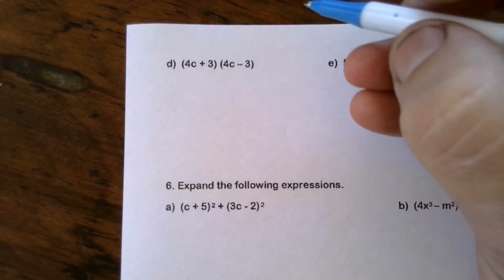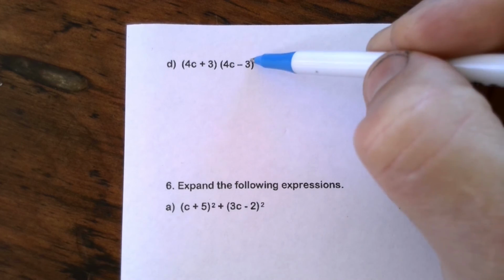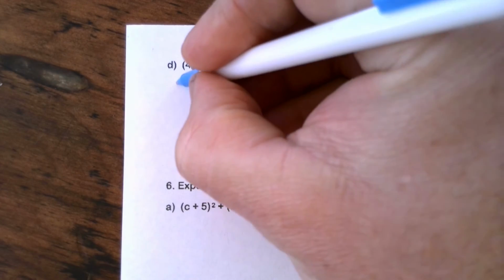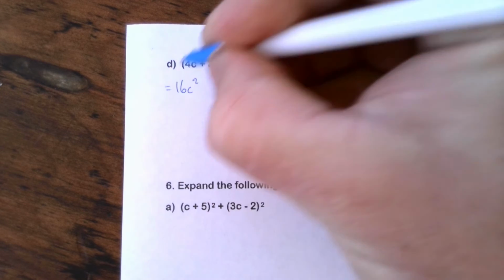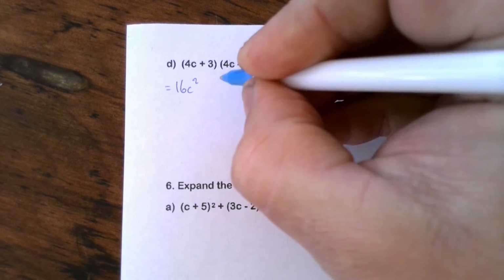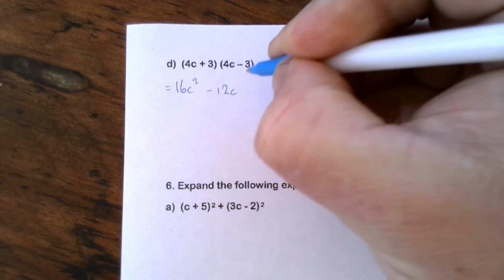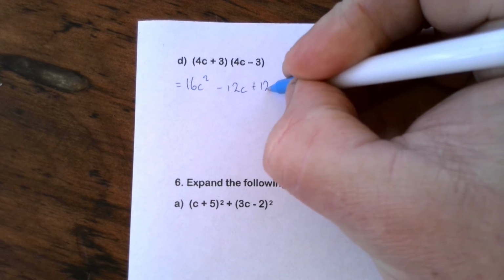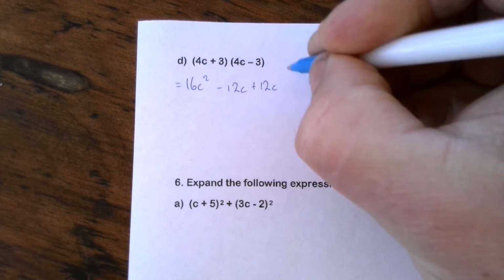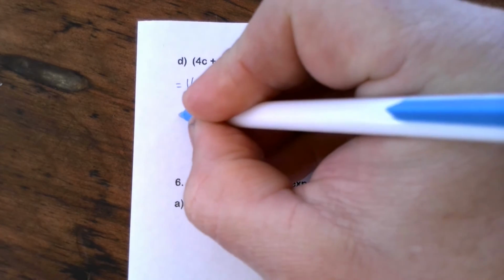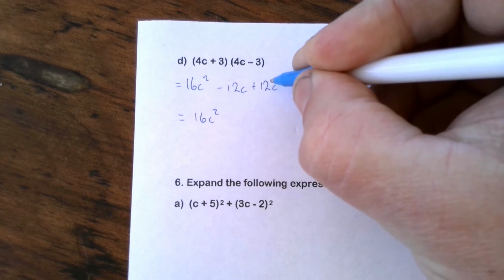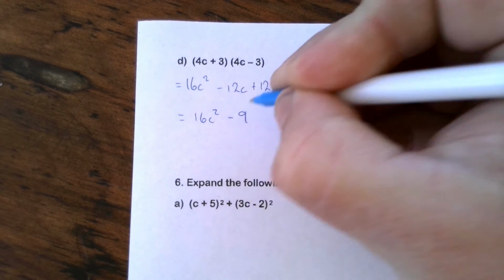5d, expand and simplify. That times that, that times that, that times that, that times that. Okay, 4c times 4c makes 16c squareds. 4c times negative 3 makes negative 12c's. 3 times 4 makes positive 12c's, and 3 times negative 3 makes minus 9. Okay, we're left with 16c squareds. These two eliminate each other, and we've got minus 9 left on the end.